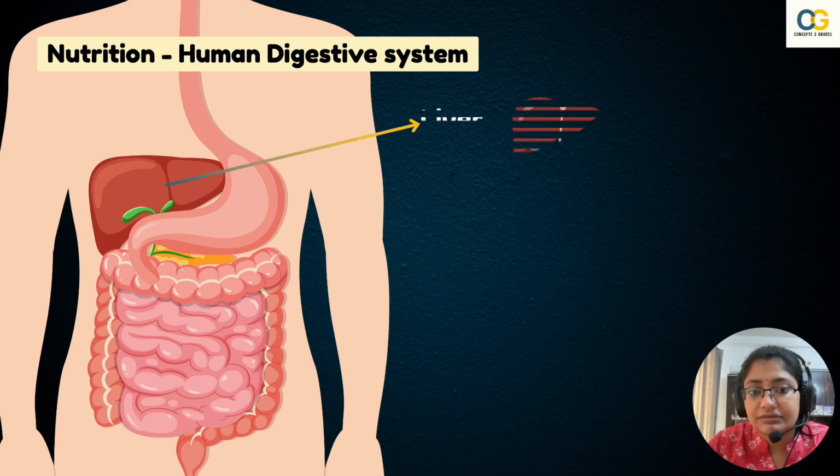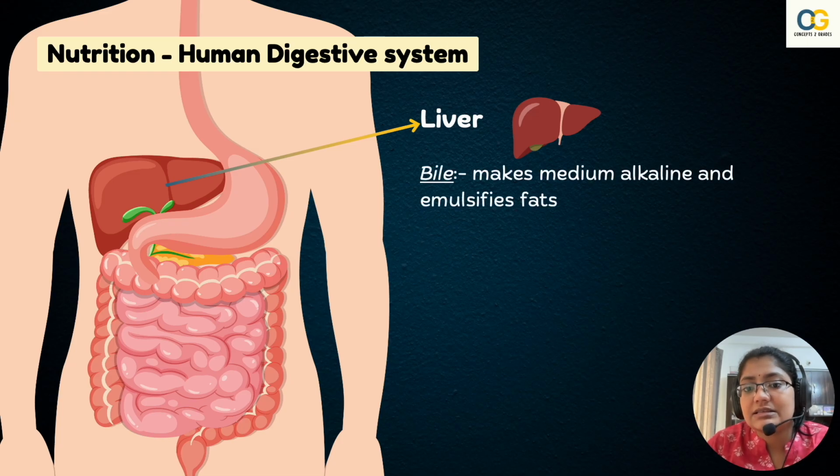Next comes the liver. Now the liver secretes bile juice, which makes the medium alkaline, because the next digestion is done by the pancreas. For the pancreas to digest, you need to make the medium alkaline. So for that you use bile, because previously you made it acidic by the use of hydrochloric acid for pepsin. So now bile will make it alkaline, and second, it emulsifies fats.